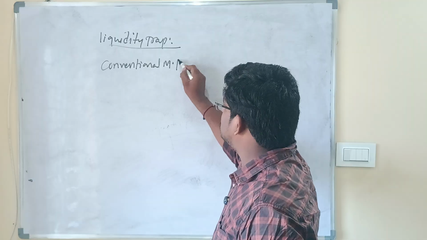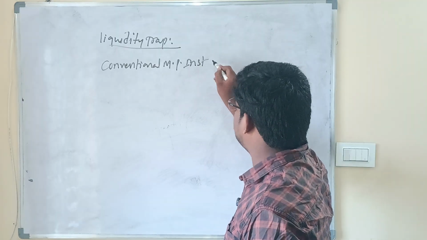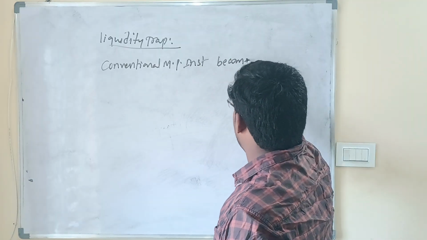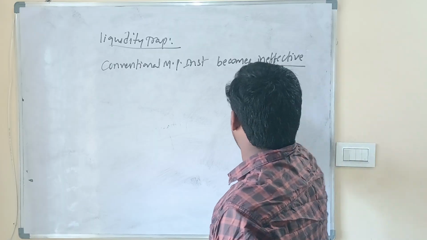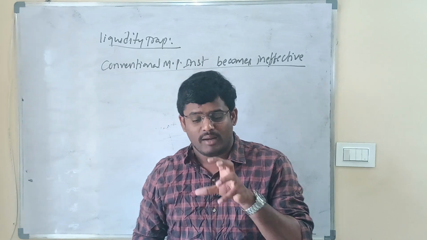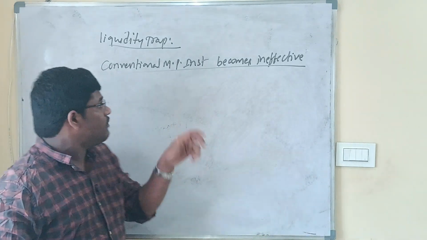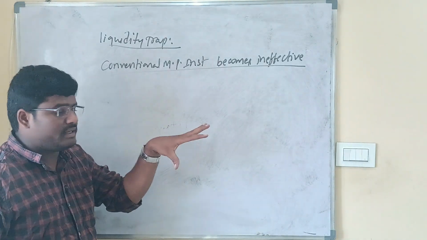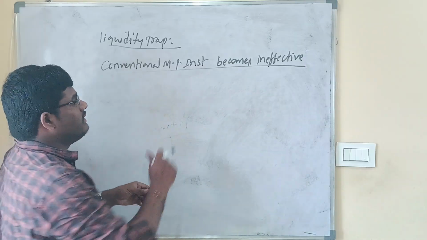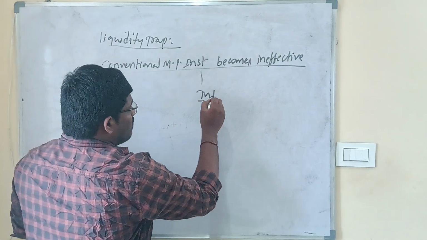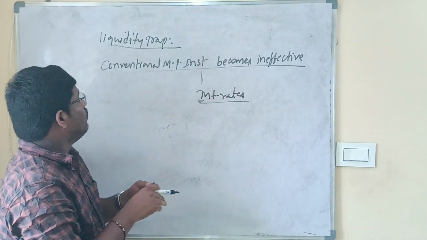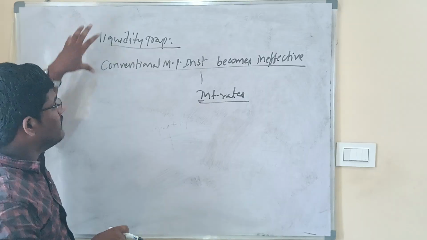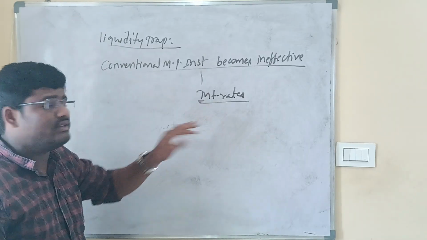Conventional monetary policy instruments become ineffective. Now, what does it mean when I say conventional monetary policy instruments become ineffective? Conventional monetary policy instruments are the instruments that impact the interest rates. So those monetary policy instruments that impact the interest rates become ineffective when the country is in the liquidity trap. Now let us understand with an example.